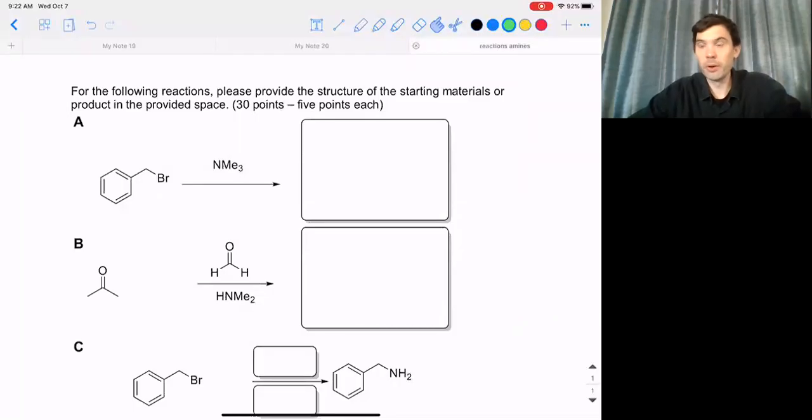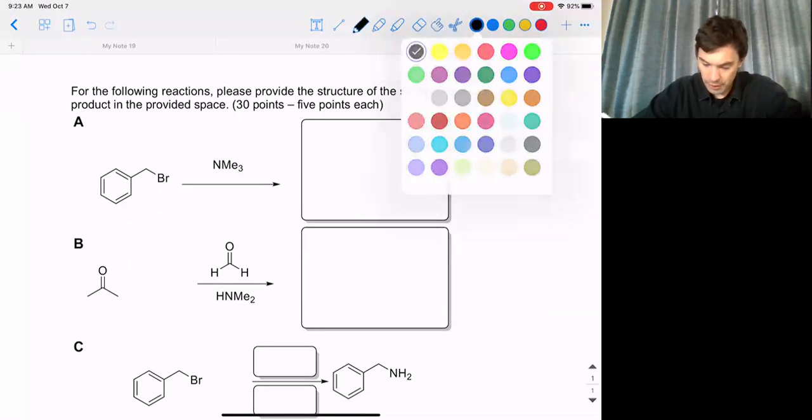In this video, what we're going to do is just go over some very quick reactions that amines and ketones and related functional groups can undergo. And so let's just get started by looking at our first reaction here.